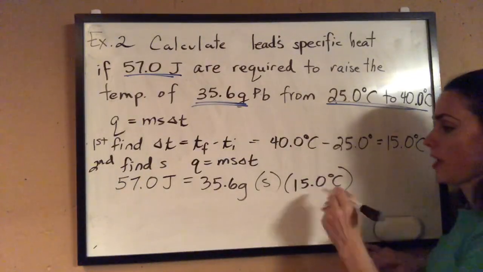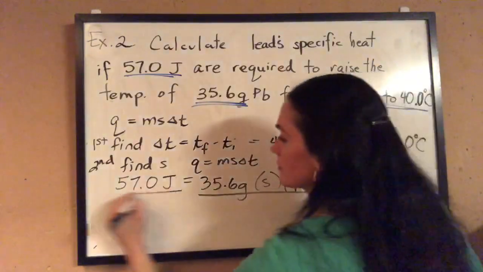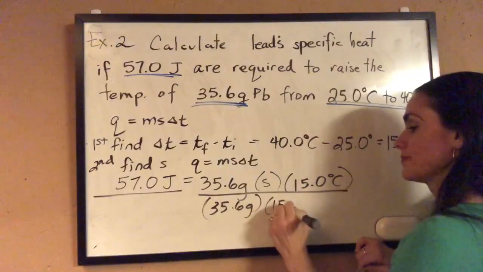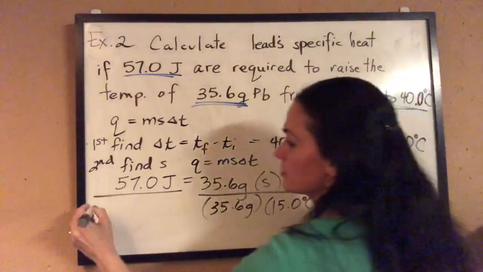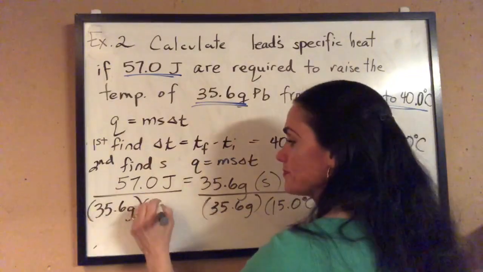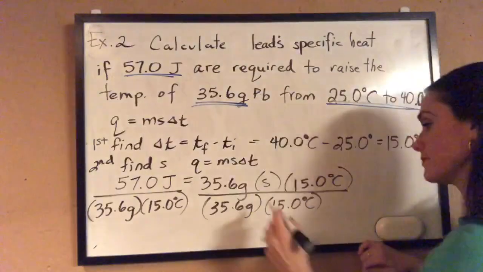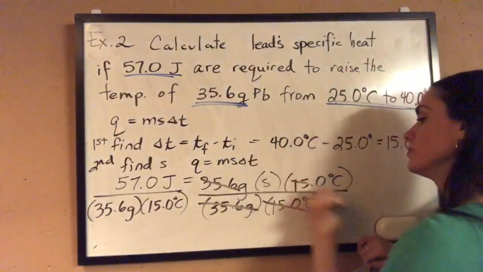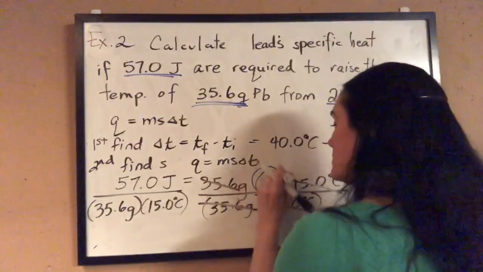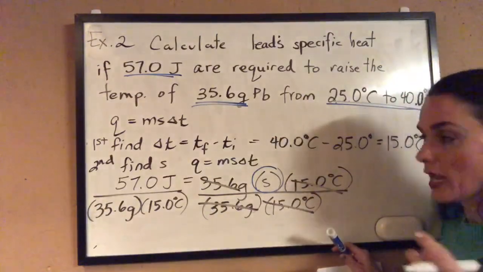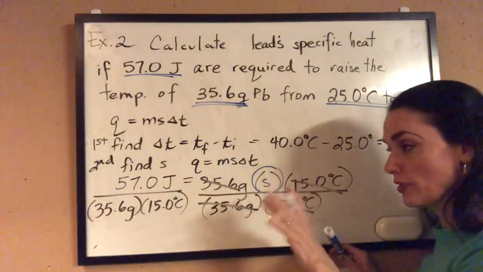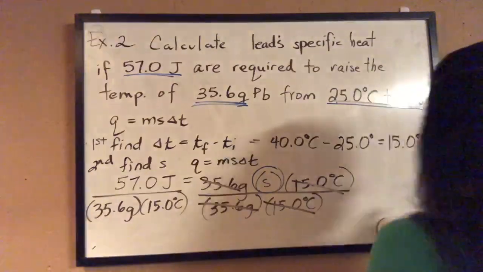Now we need to divide both sides of the equation by 35.6 grams and 15 degrees. So we do the same thing with one side of the equation that we do to the other. That will allow for these quantities and units to cancel out. And then we're left with S for specific heat. Now the units for specific heat: the amount of heat required to raise 1 gram by 1 degree Celsius. So we're left with the units that we need. Now we just need to do the math.